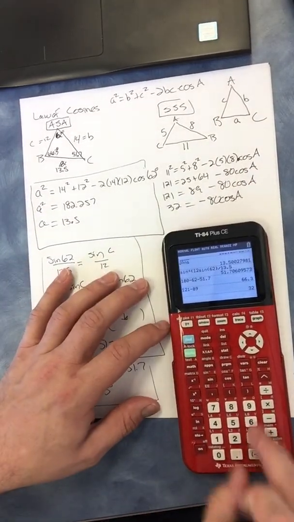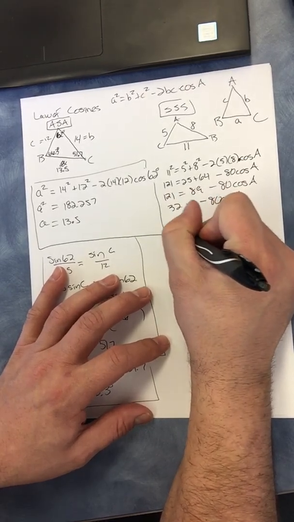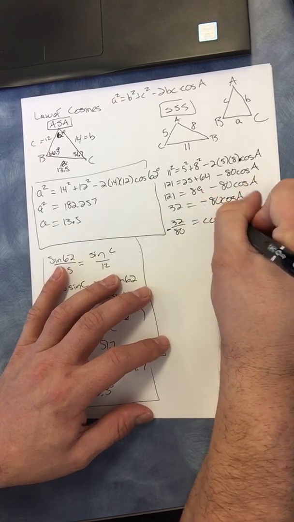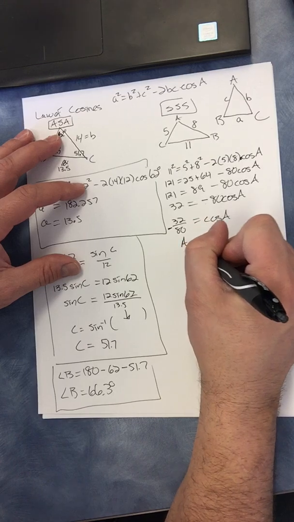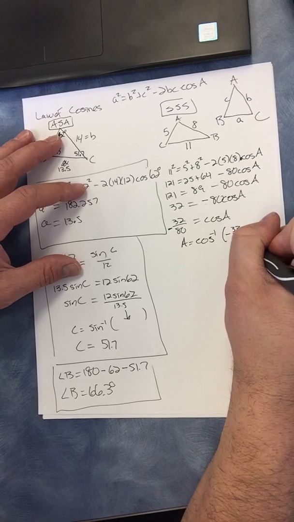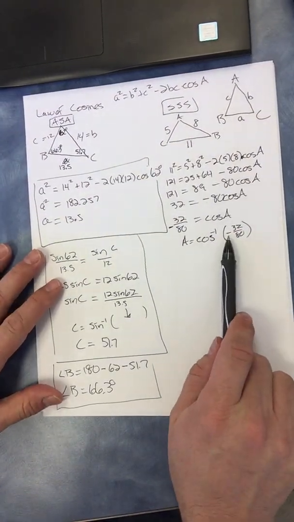And so I'm going to divide. Well, I'll just write it as a fraction. This will be 32 over 80, but it's negative because I got to divide by a negative 80. That's equal to cosine of A. Okay, and I'm going to switch sides on the equal sign. So A is equal to the inverse cosine of negative 32 over 80. I know it's going to be an obtuse angle because it's negative.